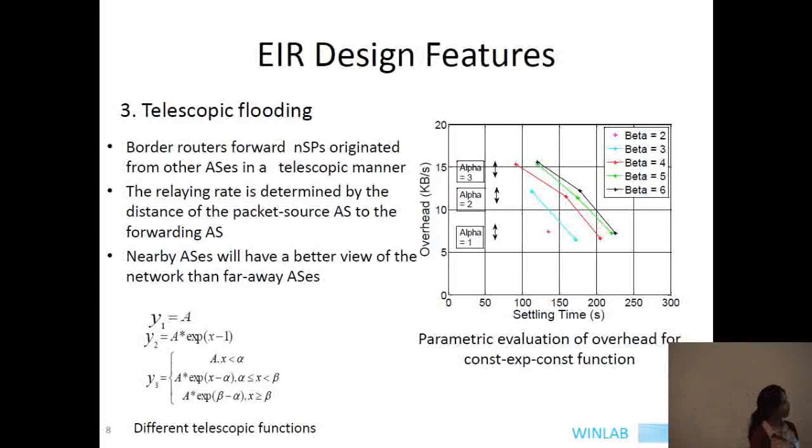We did some initial evaluations on that as to how much the routing overhead is and what the settling time was. By settling time, we mean we had a 20-node AS topology, and we wanted to see at what point all the routing tables settled down to everyone having the same global view. We were varying the parameters alpha and beta in this equation, and we found that for a value of alpha equal to 2 and beta equal to 3, which is the blue point up there, you see a moderate amount of overhead with a moderate amount of settling time.